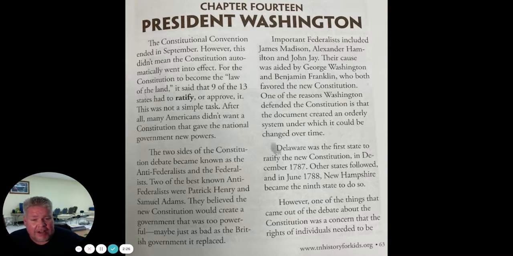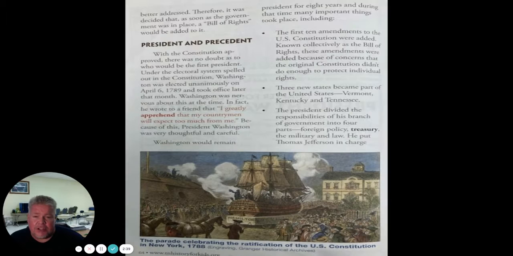Other states followed, and in June of 1788, New Hampshire became the 9th state to do so. However, one of the things that came out of the debate about the Constitution was a concern that the rights of individuals needed to be better addressed. Therefore, it was decided that as soon as the government was in place, a Bill of Rights would be added to it.